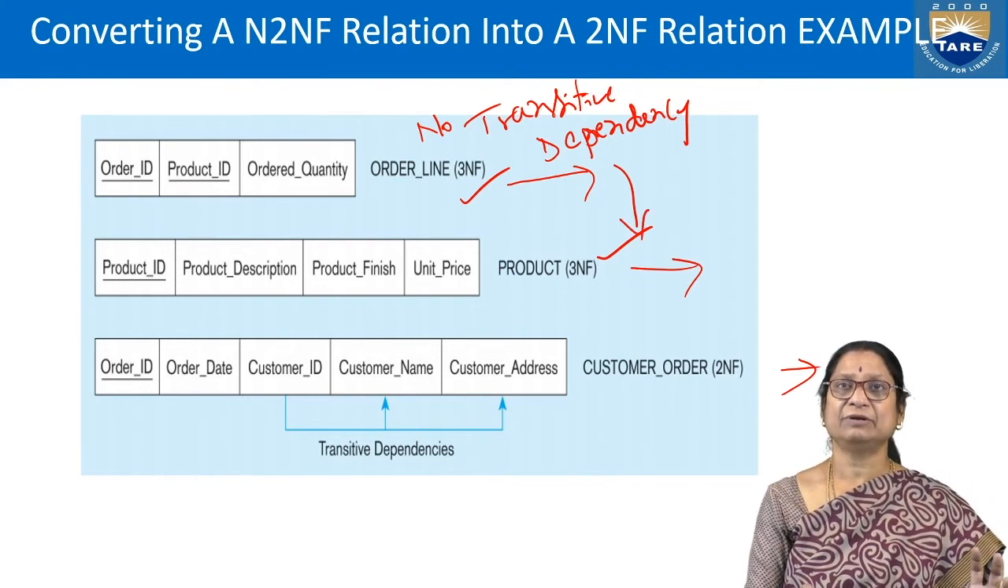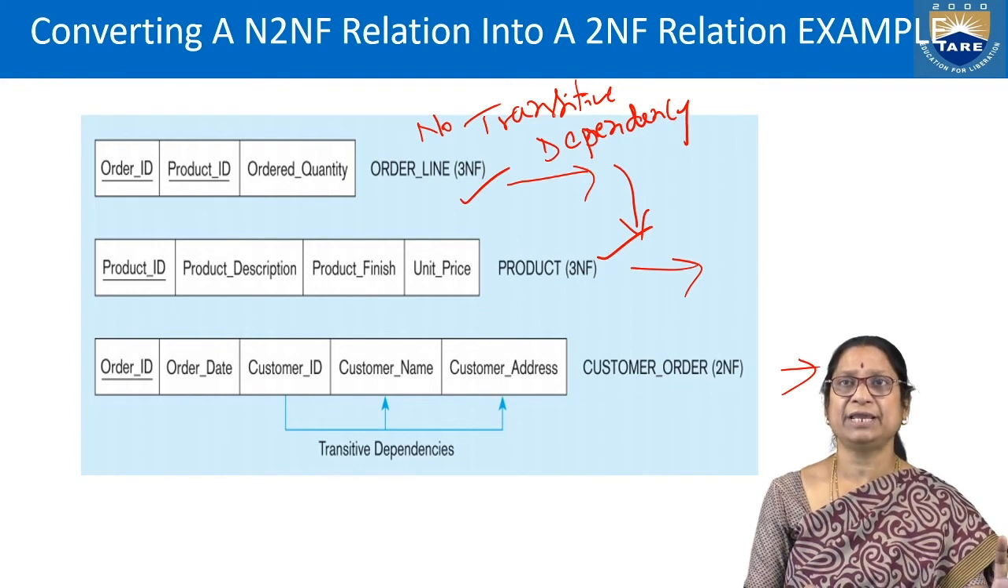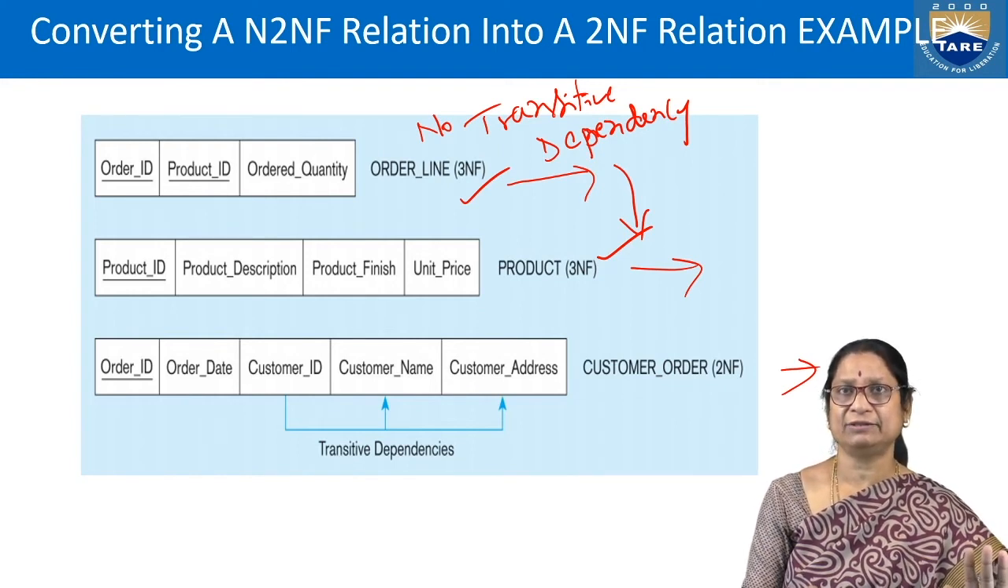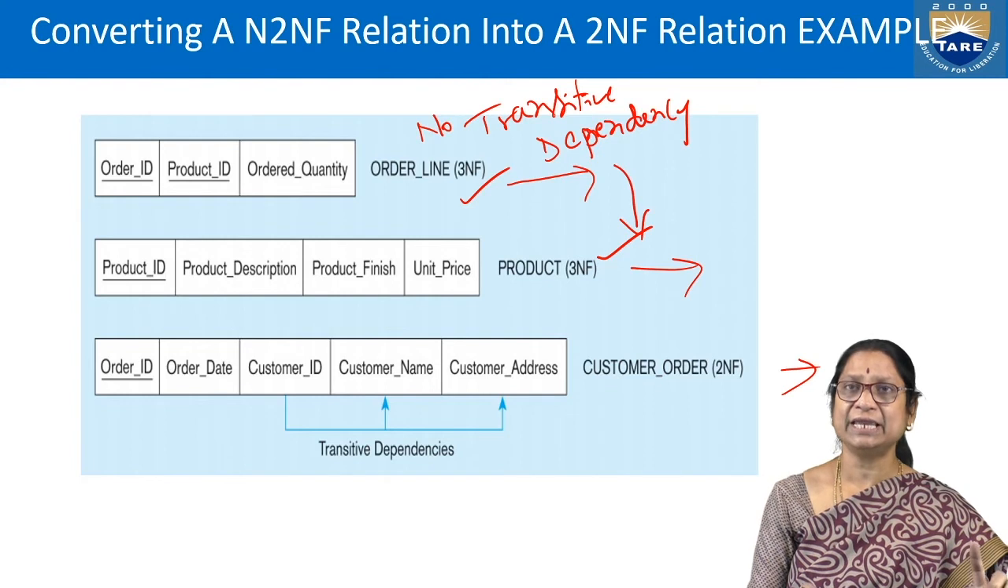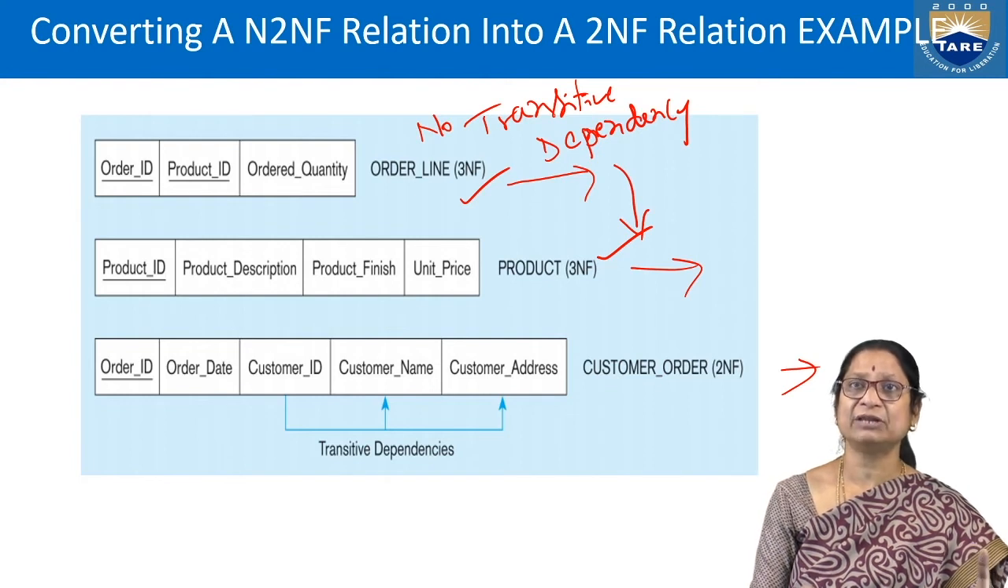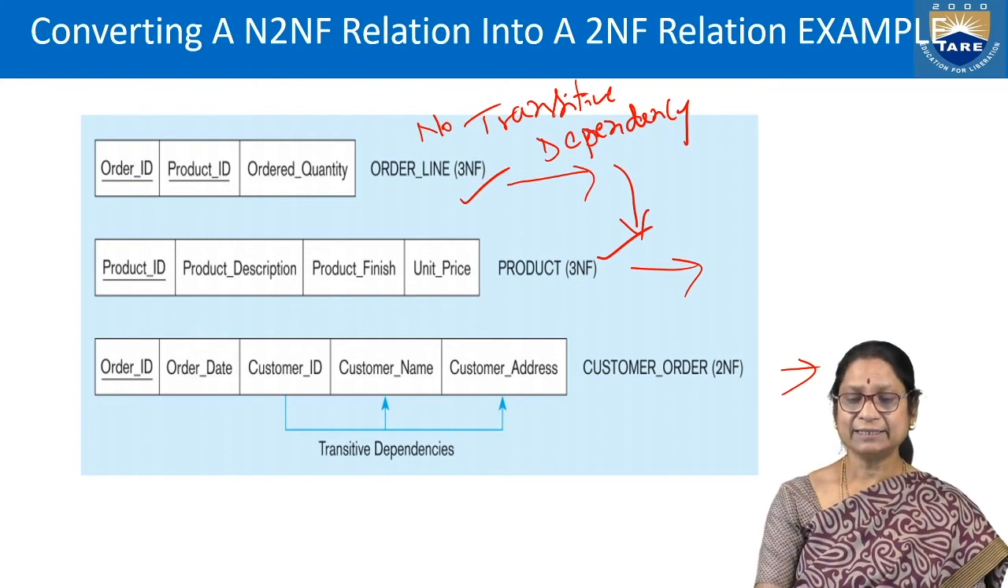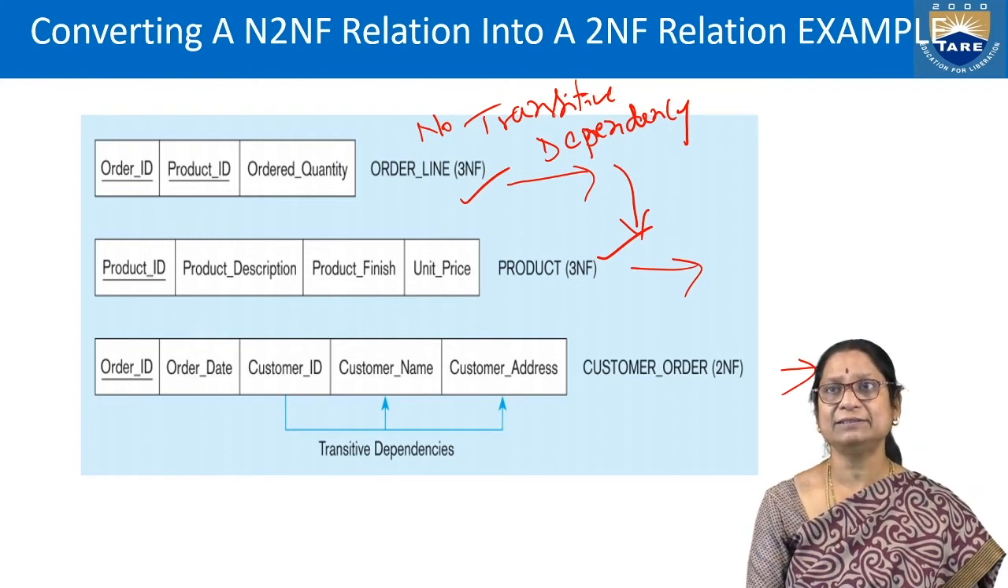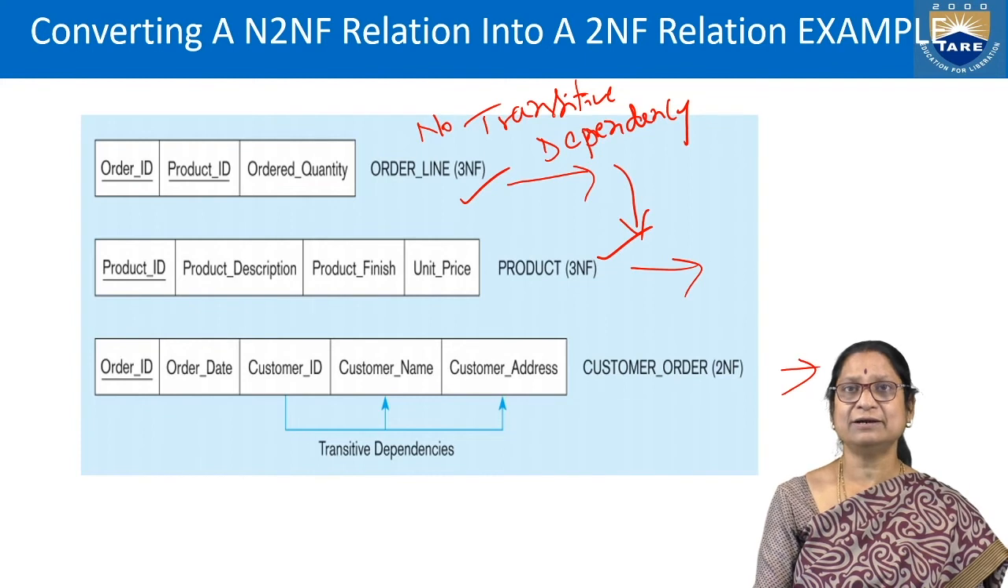Please observe that to make each subrelation into 3NF, it must be in 2NF. Already those are in 2NF. And check whether any transitive dependency exists or not. If it doesn't exist, then they are already in 3NF. Like that, these two subrelations are already in 3NF. You consider the third one.